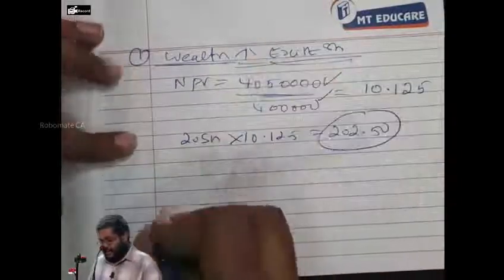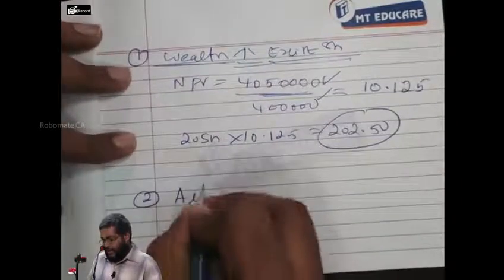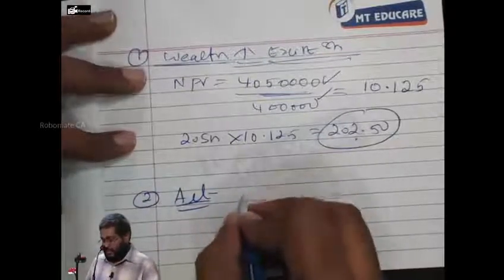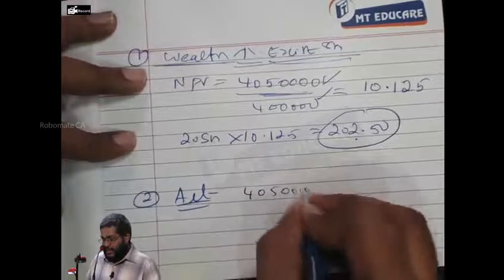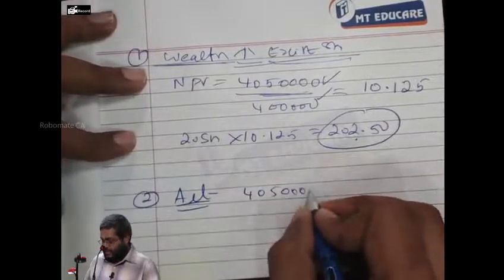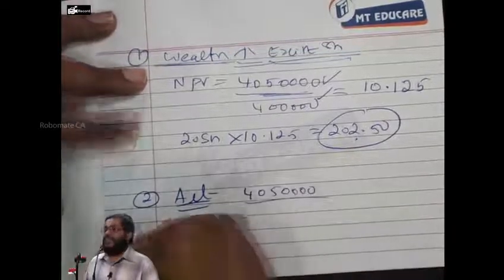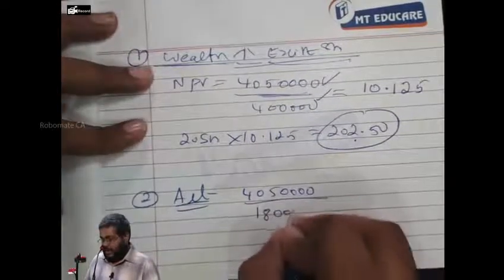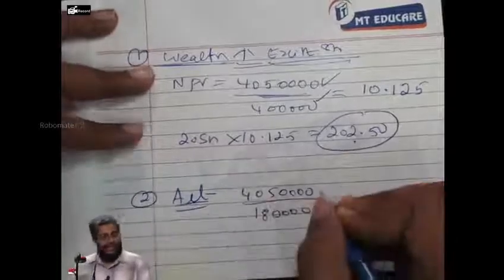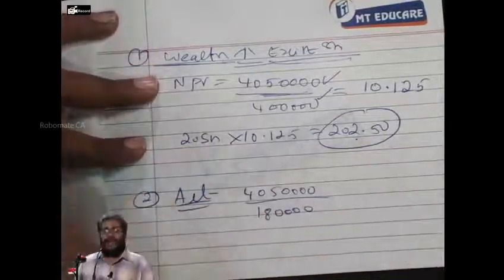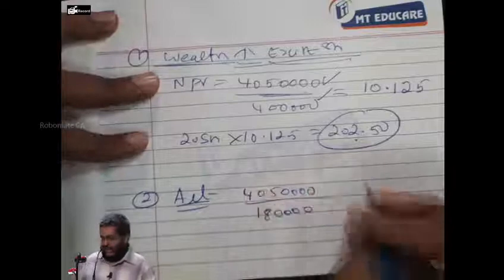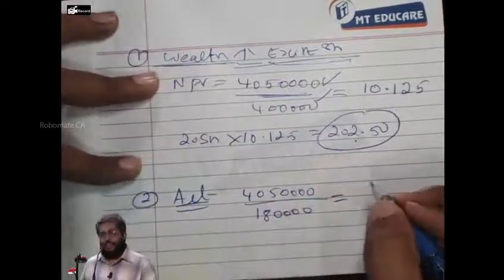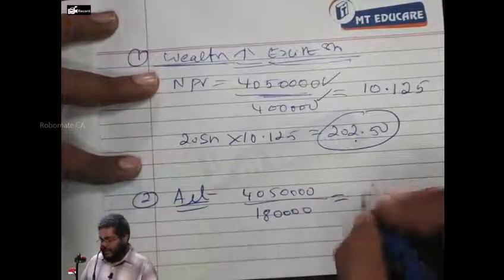Instead of comparing like this, let us see the alternative way. In this approach, the NPV is shared by whom? The old shareholders. See, 40,50,000 is the NPV. This NPV is earned for how many rights? 1,80,000 rights. Right or not? 1,80,000 new shares. Tell me, what is the NPV per right? 40,50,000 divided by 1,80,000.